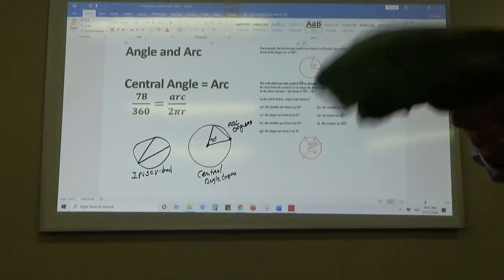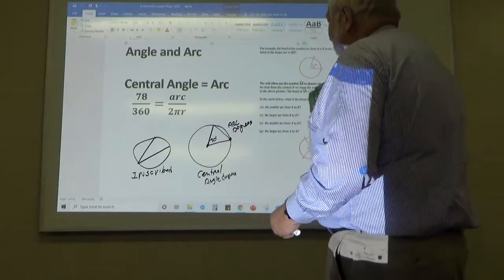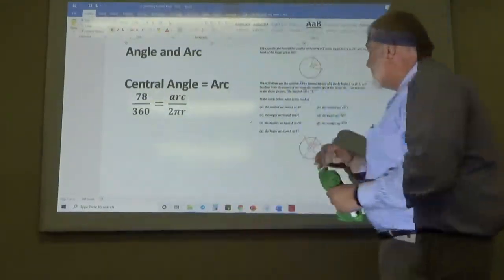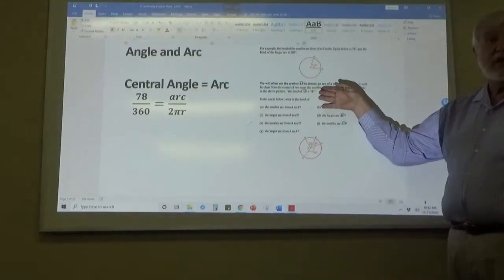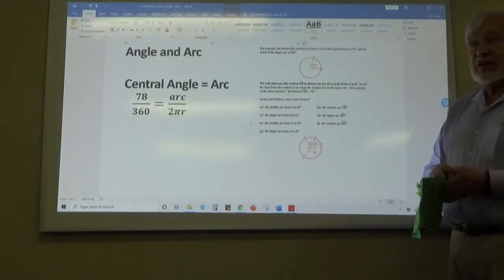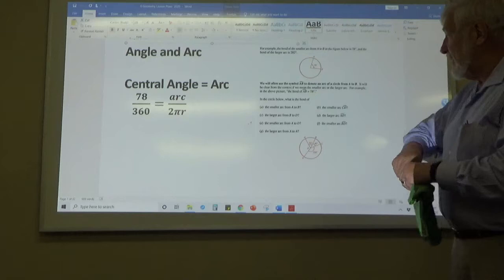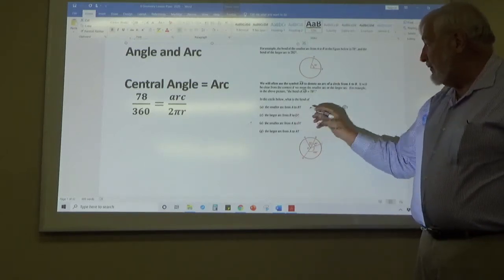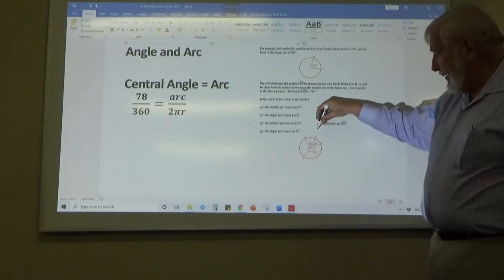All right. So that clears up one question, right? Okay. Now, let's talk about what you see over here, because this is part of the section that you're supposed to be answering questions on when you do chapter 10. So it says, in the circle below, what is the bend? Now, the bend is the arc. All right. The smaller arc from A to B.